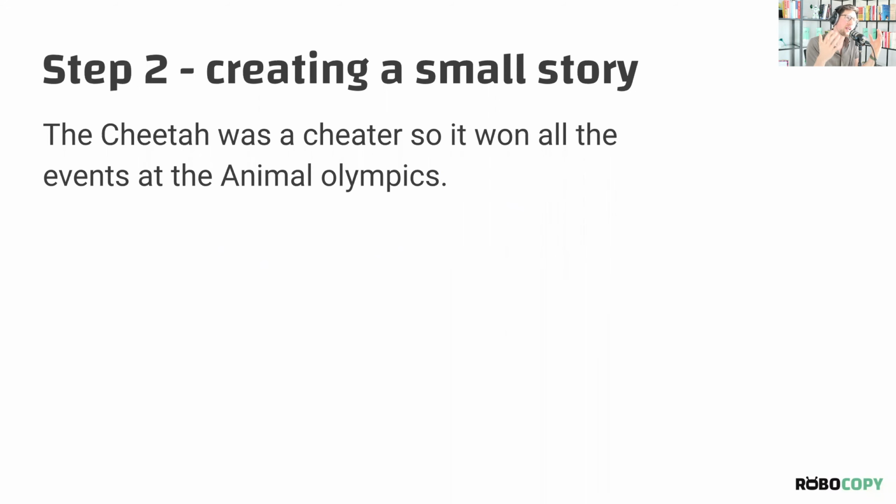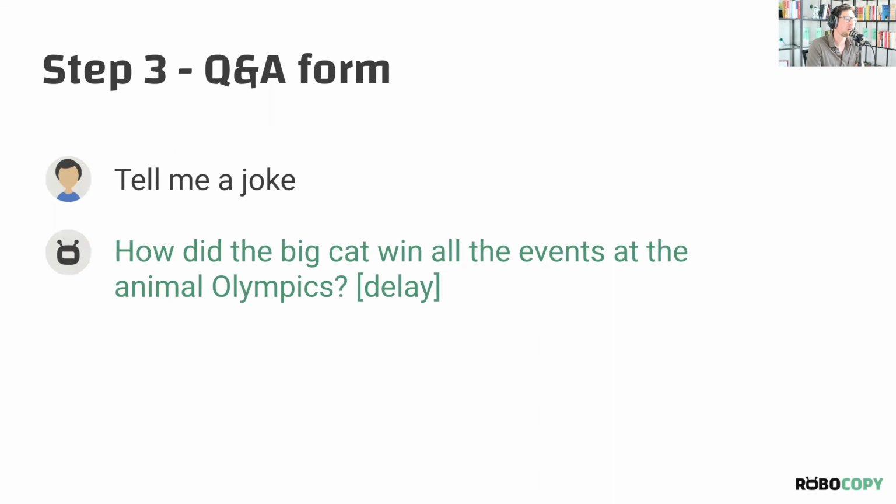You then want to create a small story. The cheetah was a cheater, so it won all the events at the Animal Olympics. Oh, that's brilliant. That's something that you can then work with, based on the word association that you did. That's a lot of fun already. But then we need to turn that into a Q&A form. Somebody says, tell me a joke. How did the big cat win all the events at the Animal Olympics? He was a cheetah, right?